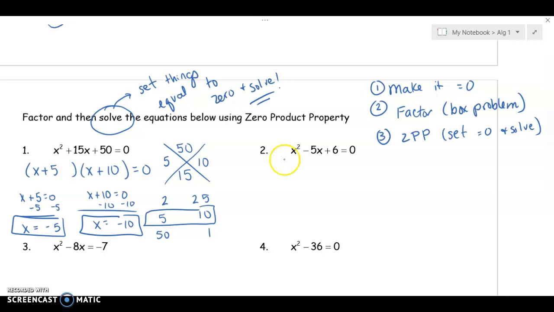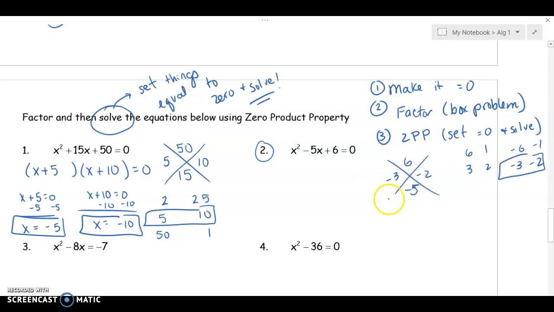So in number 2, same idea, make it equal to 0, check. Factor it, so box problem, it's got to multiply to be 6 and add to be negative 5. Since it's got to add to be a negative, we need some negative numbers. So instead of 6 and 1 or 3 and 2, we're going to do negative 6, negative 1, negative 3, negative 2. And negative 3 and negative 2 is what's going to make it add to negative 5.